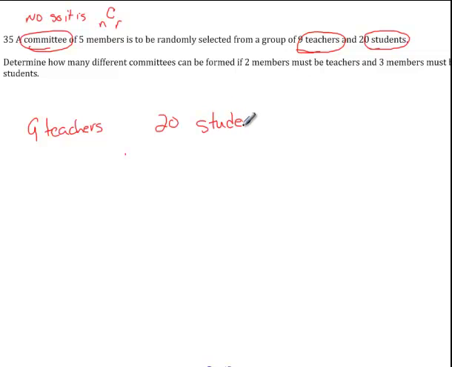Determine how many different combinations can be formed if 2 members must be teachers. Oh, well, I have 9 teachers and I'm choosing 2. 3 members must be students. So I have 20 students and I'm choosing 3. The magic word "and" here means to multiply.